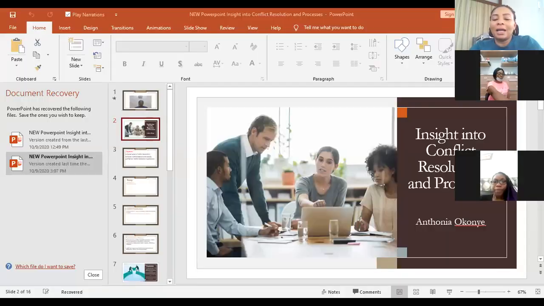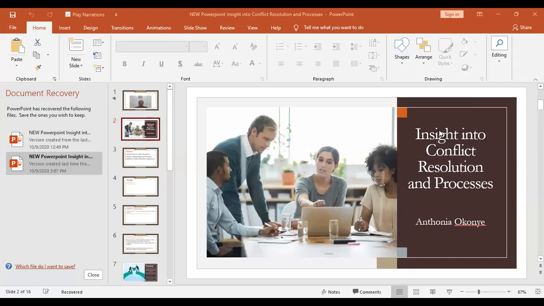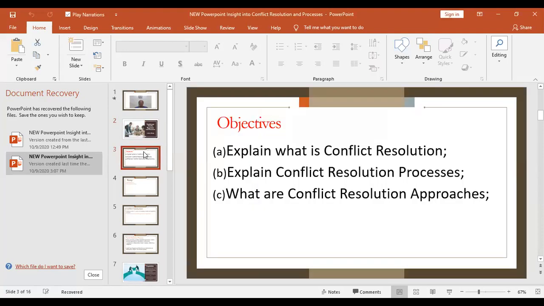So as I said, our topic for today is insight into conflict resolution and processes. And we have three objectives, which are: the first is to explain what conflict resolution is. The second is to explain conflict resolution processes. And the last is to look at conflict resolution approaches.